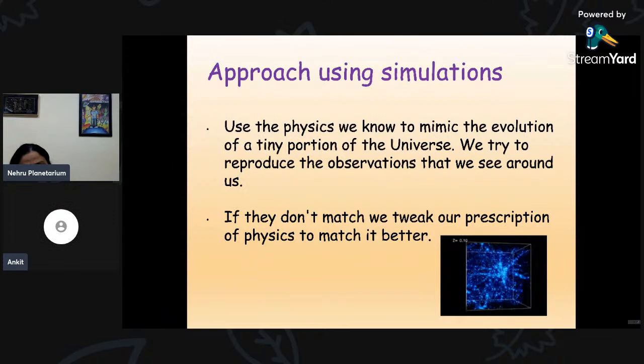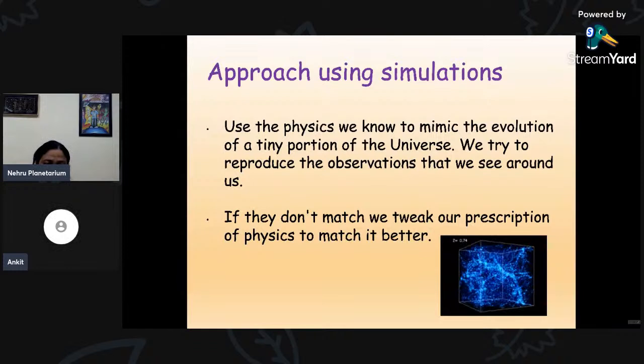If it matches our expectation, then we know that our understanding of physics is correct, and then we can ask the question of how the universe would grow in future, or how these galaxies would evolve in future. But in case they don't match, which is the case for most of the simulations, then we know that there's some weak link in our understanding of the universe and of physics, and we try to make it better as much as we can as we perform new simulations.